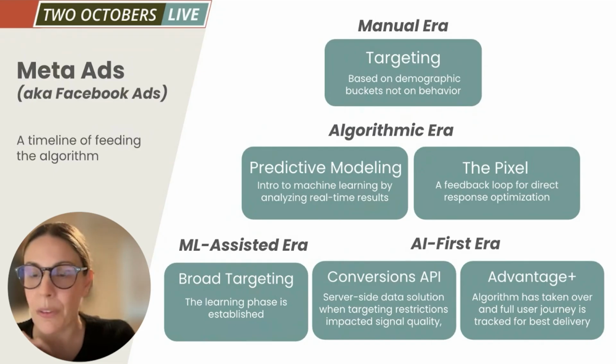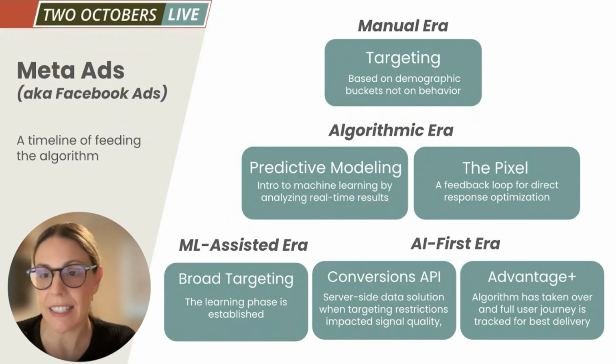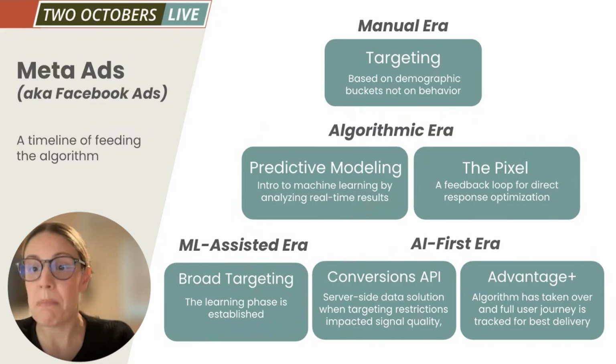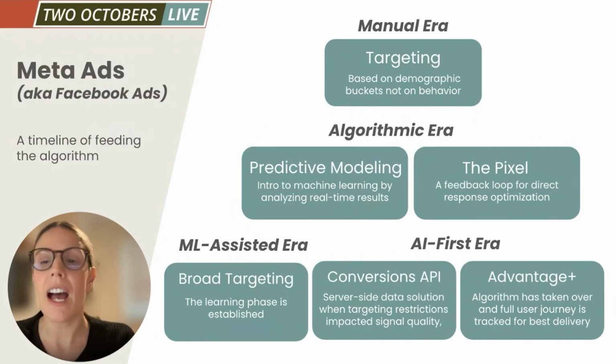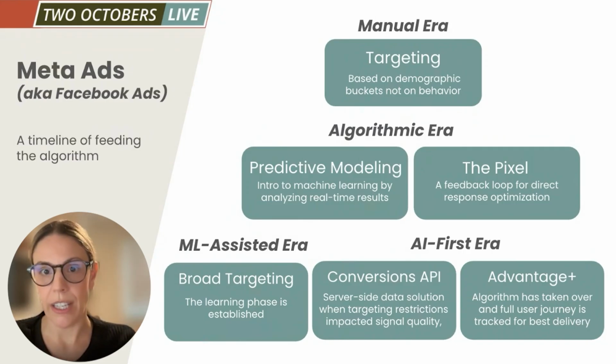So pixel placements on the website could tell us about what people were doing on the website, how users were interacting from ads to the website. And then the machine learning assisted era is when we got into broad targeting. Meta introduced a learning phase that we've become very familiar with, and understanding that it takes a little bit of time for Meta to understand what we're trying to do and who we're trying to target. It's always processing this information and redirecting its goals.